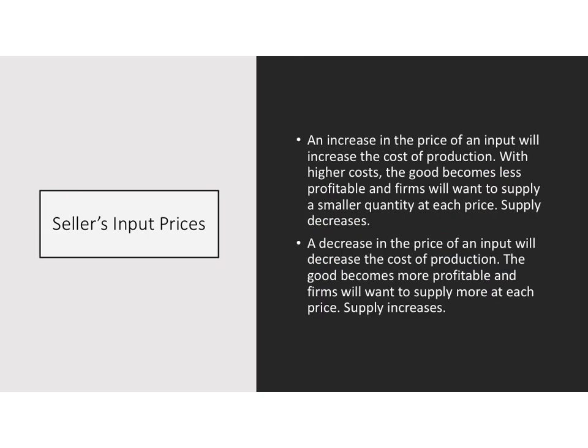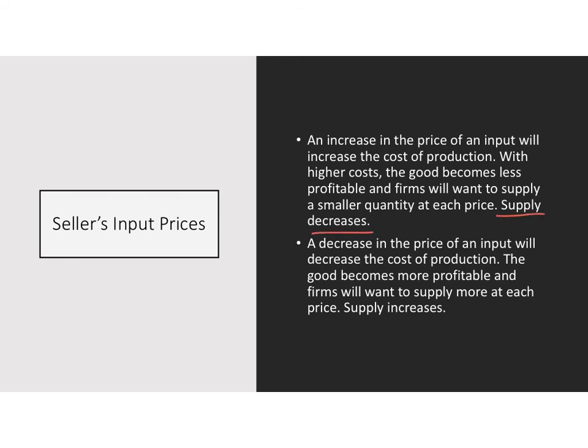So, an increase in the price of an input will obviously increase the cost of production. If costs rise, then the good will become less profitable and producers will want to supply a smaller quantity at each price. So for example, if the price of bananas increases, this will increase the costs of producing smoothies, reducing the profitability of smoothies, therefore resulting in a decrease in the supply of smoothies.